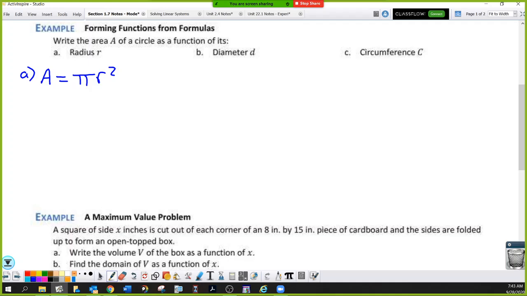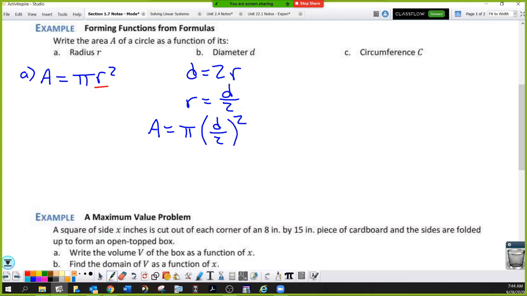Now for part B, we've been asked to find the area of our circle in terms of the diameter. Well, diameter is 2 radius, right? Every diameter is 2 radii. So what I could do is solve for r and substitute it into pi r squared. If you divide both sides by 2, you get that the radius is d over 2, and I'm going to plug that d over 2 in right here. And that'll give us the area of a circle in terms of its diameter, in case you ever needed it. I don't know why you would, but just in case.